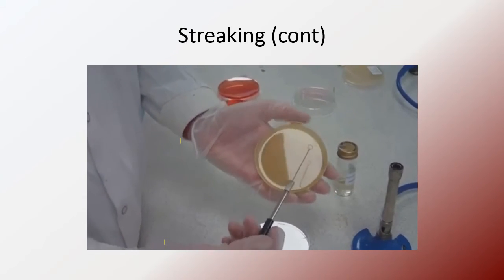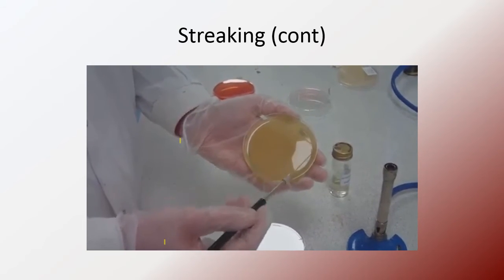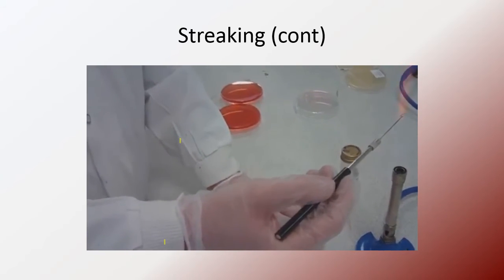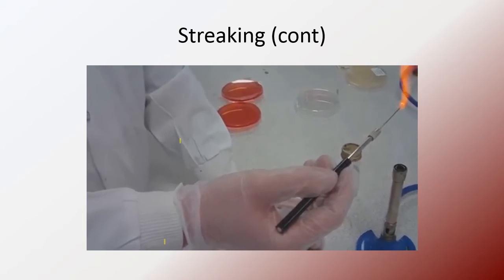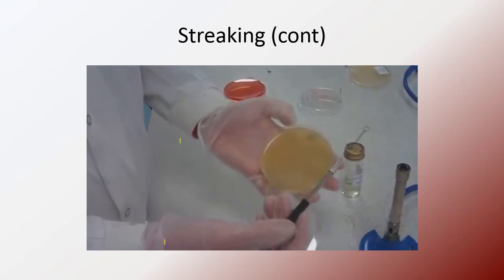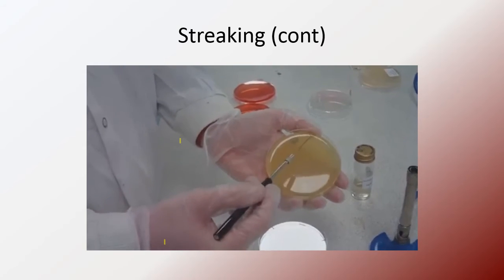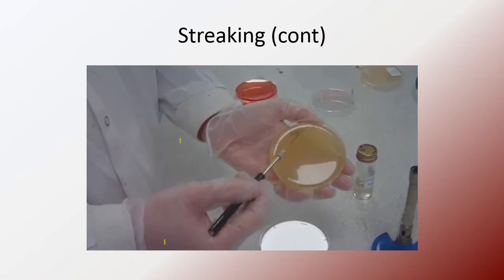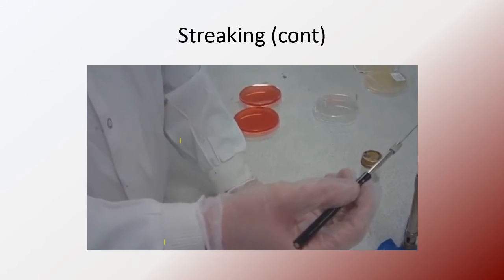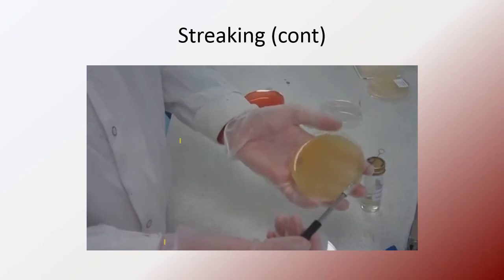Use the loop to streak the bacteria across a quarter of the agar from the circle you just did in 3 to 4 lines. Reflame the loop and allow to cool. Then from the area you just streaked, streak another 3 to 4 lines from 3 to 6 o'clock. Reflame the loop and then do another 3 to 4 lines across the petri dish from where you just left.